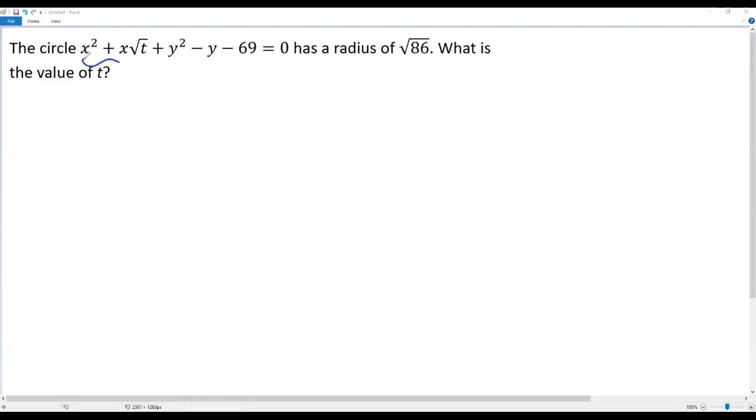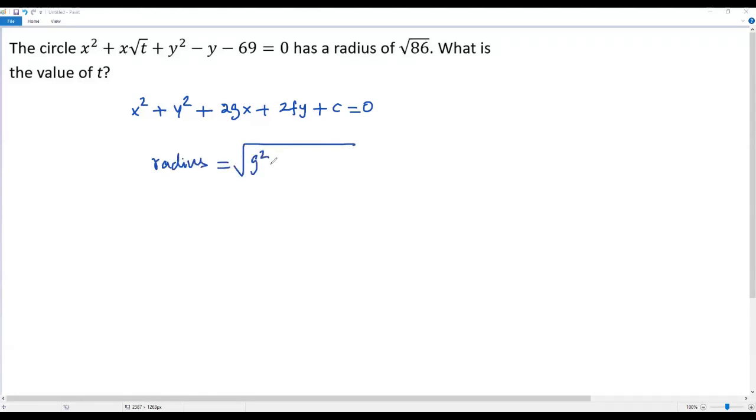Okay, here we have the equation of the circle in general form. Let me write the equation of a circle in general form, that is x² + y² + 2gx + 2fy + c = 0. This is the equation of a circle in general form. In that case, there is a formula to get the radius of the circle: the radius is √(g² + f² − c).